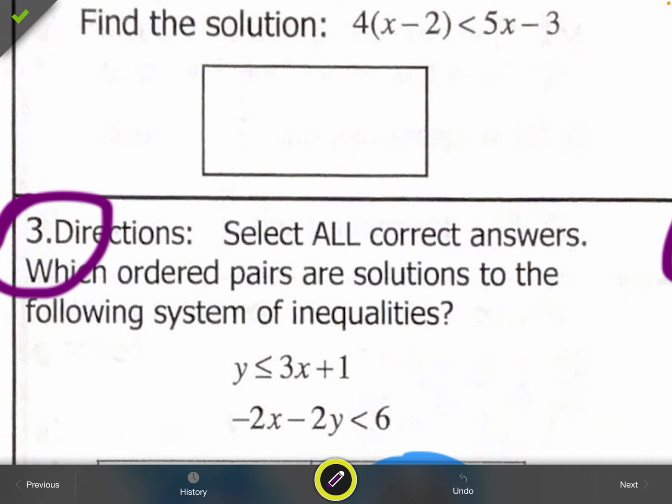So remember, solutions to an inequality on a graph is anything in the shaded area. That's what a solution is. If you look below, they're giving us 4 points, and they want to know which of these points are solutions for both of our inequalities. So I'm going to show you how to do this on Desmos.